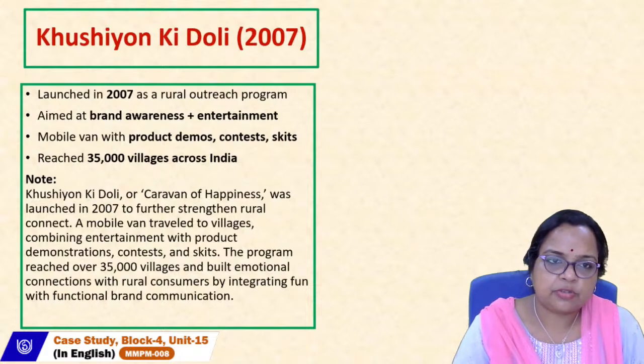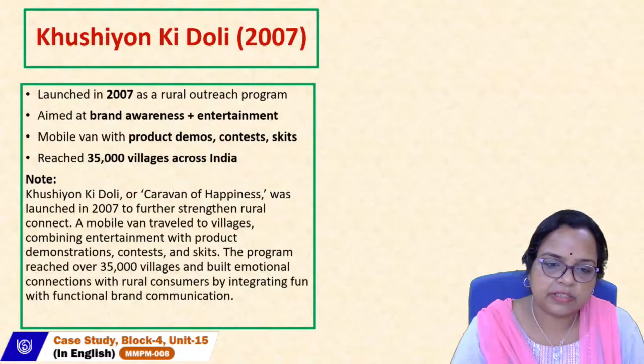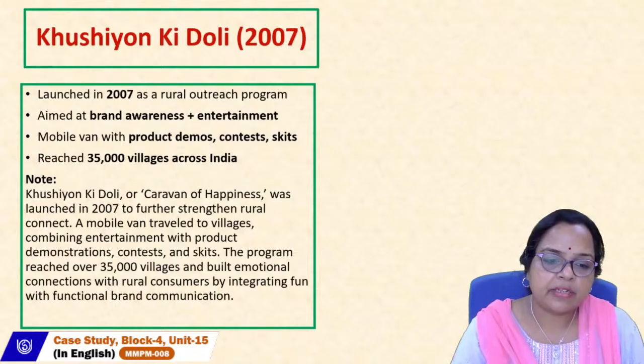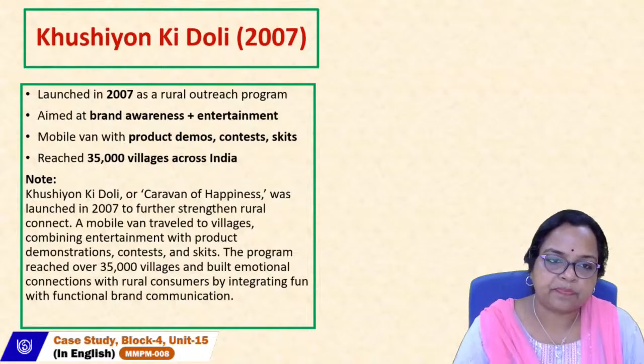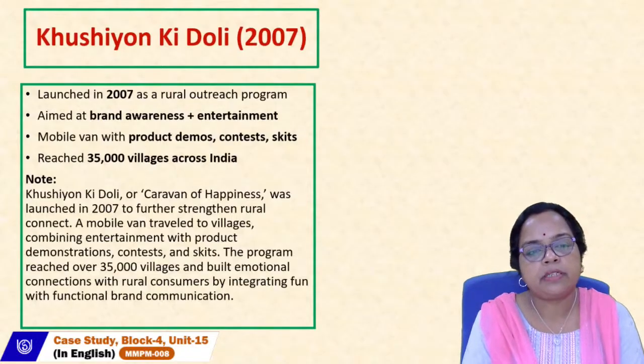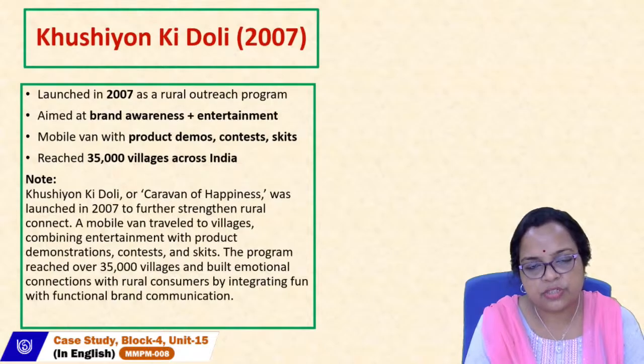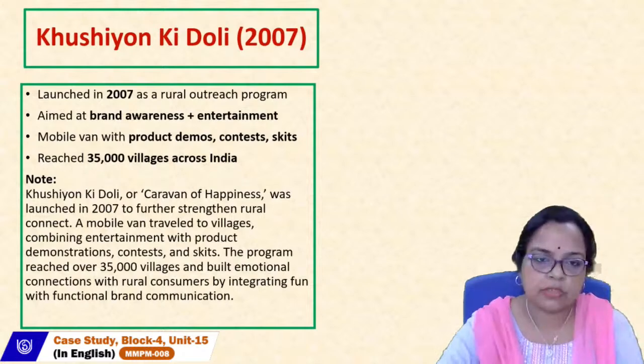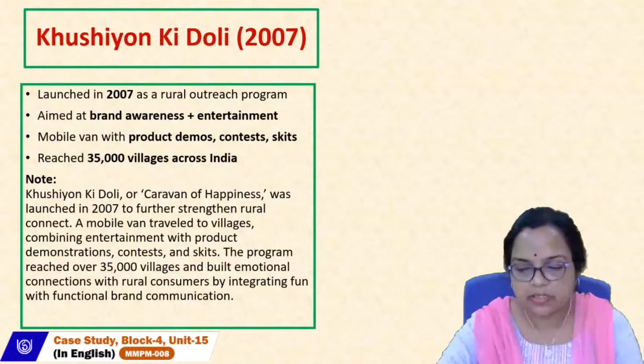So it was again a success story for HUL, because it reached more than 35,000 villages and built emotional connection with the rural consumers by integrating fun with functional brand communication. Khushiyon Ki Doli launched in 2007 as a rural outreach program, having both brand awareness and entertainment through product demonstration, contest, and the major success was it reached more than 35,000 untapped villages across India.